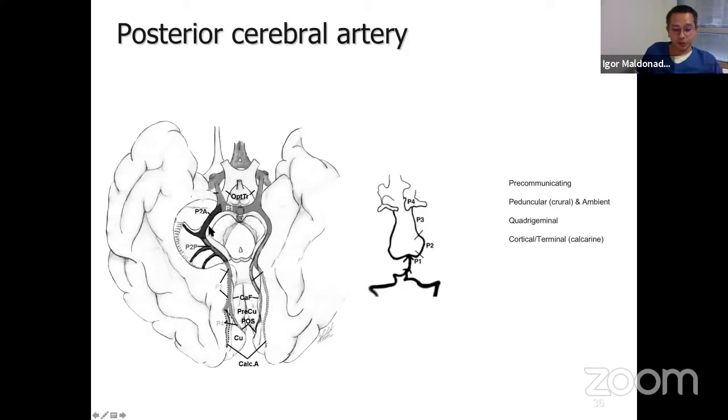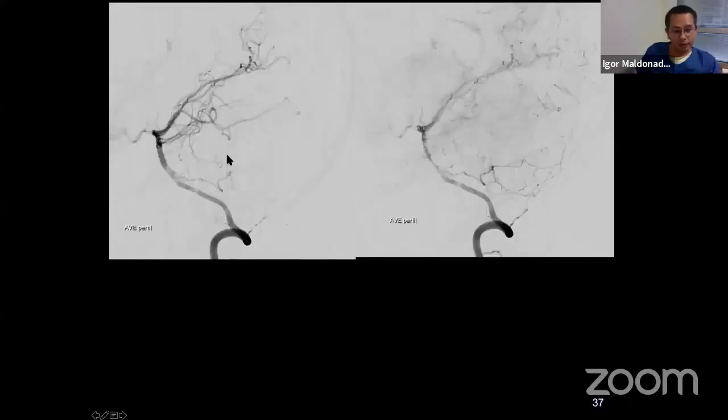So we can talk about P2A and P2B, and then P3 quadrigeminal and P4 cortical and terminal branches. Really interesting how this anatomy also draws for us, once again, the cortical, the parenchymal anatomy behind it. Usually in lateral angiograms, you have this aspect of the artery as ascendant, and as you go posterior, it is going to be more and more separated from the branches of the superior cerebellar artery.